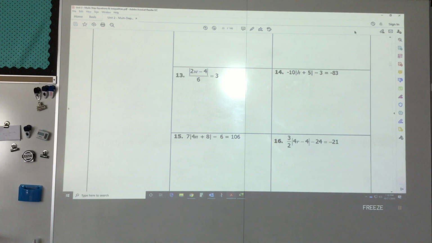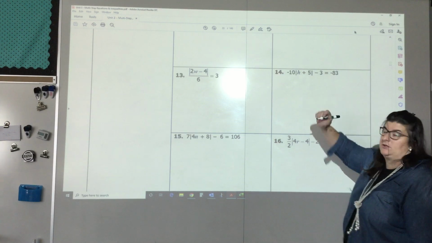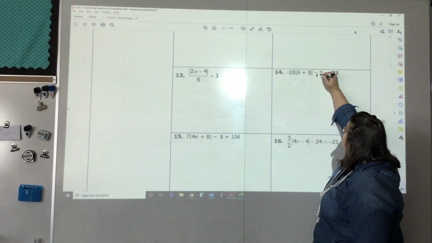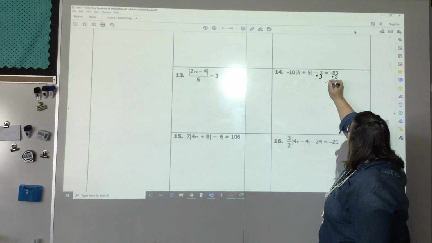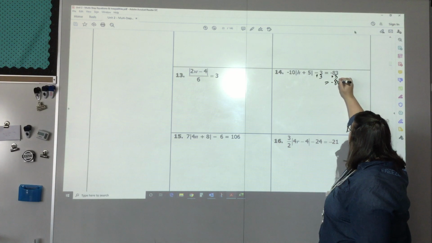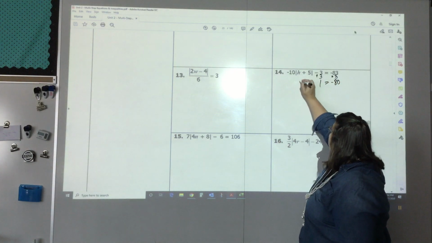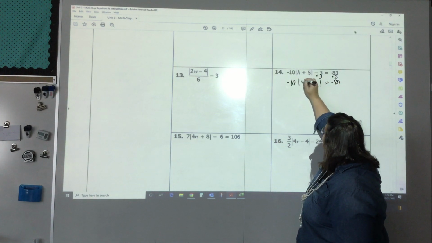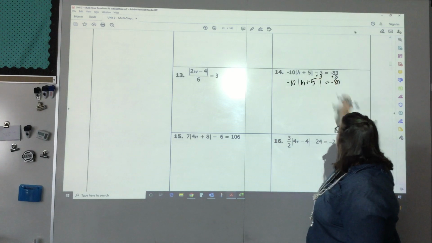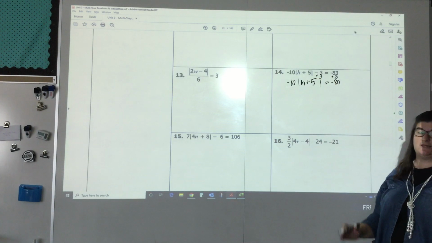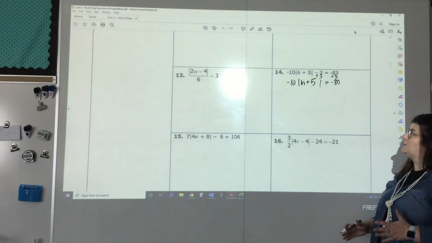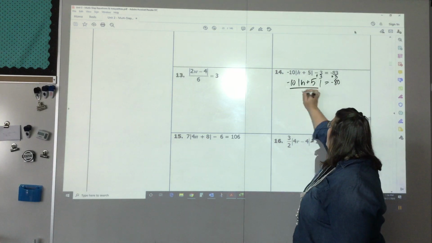Again, we're trying to isolate the absolute value before we do anything. So looking at 14, I'm going to work to get my absolute value alone. To start, I'm going to add 3 to both sides. I get negative 80. Bring down the rest of my stuff. My absolute value is not isolated. What I need to do is get rid of this negative 10, so I'm going to divide by negative 10.